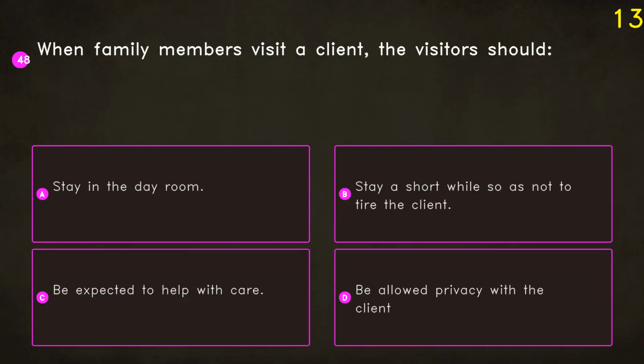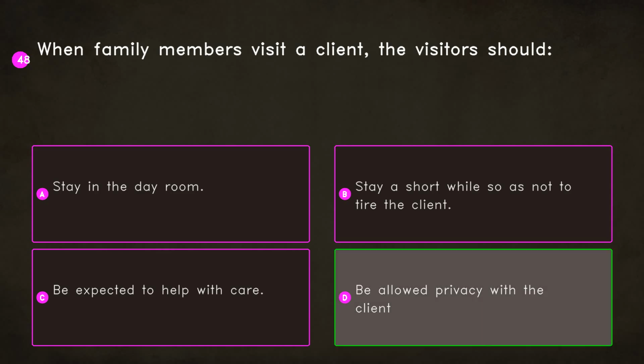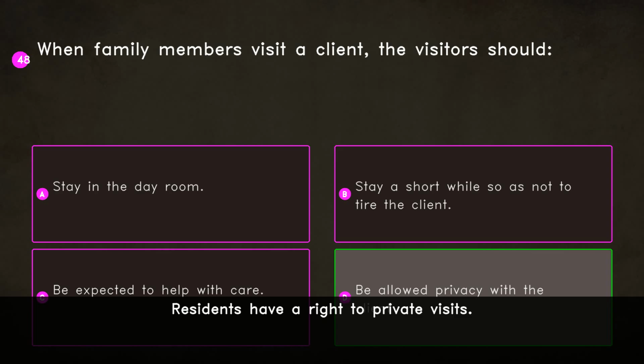Question 48. When family members visit a client, the visitors should A. stay in the day room, B. stay a short while so as not to tire the client, C. be expected to help with care, D. be allowed privacy with the client. The correct answer is be allowed privacy with the client. Residents have a right to private visits.